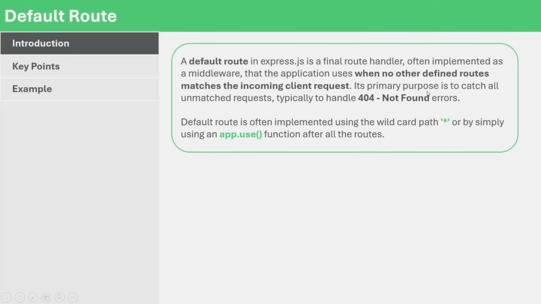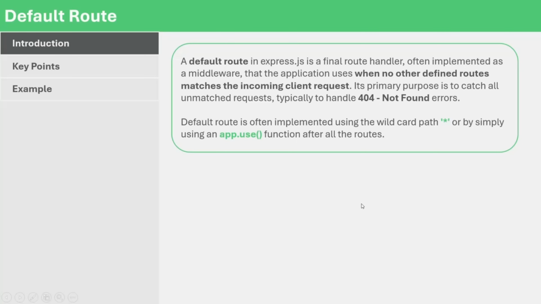The main purpose of a default route is to catch all unmatched requests in order to handle 404 not found errors. To implement a default route, we can use the app.use method at the end of all the defined routes. To this, we can pass a route handler function which will handle any other incoming requests for which a route is not defined. Or we can use a wildcard path. In our example, I'm going to use this wildcard path in order to create a default route.